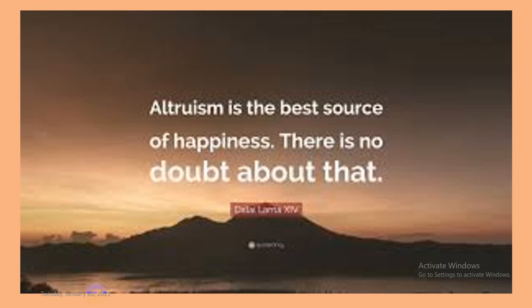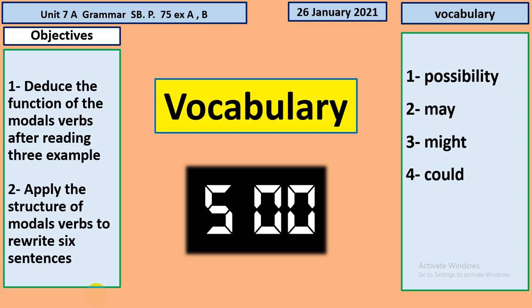Okay, now let's move. For this week, we have a new value, which is altruism. Altruism is the best source of happiness. There is no doubt about that. So, I want you to search about the word altruism and try to at least write one sentence to describe this value. Okay, let's move on to our lesson.